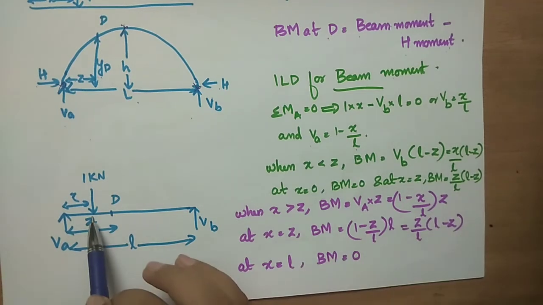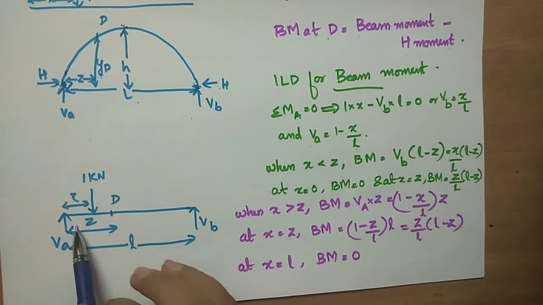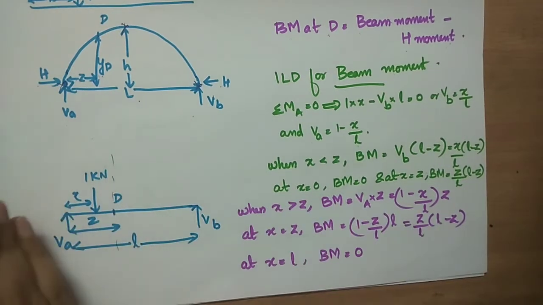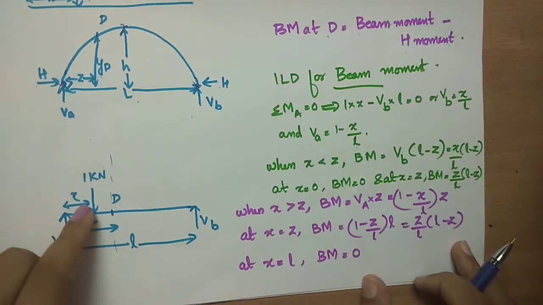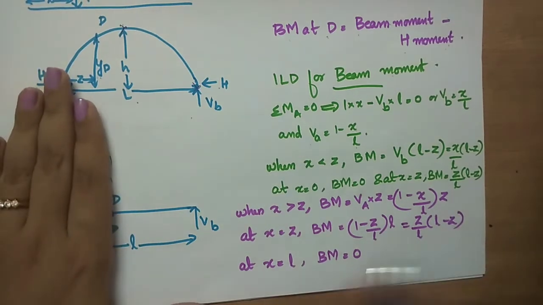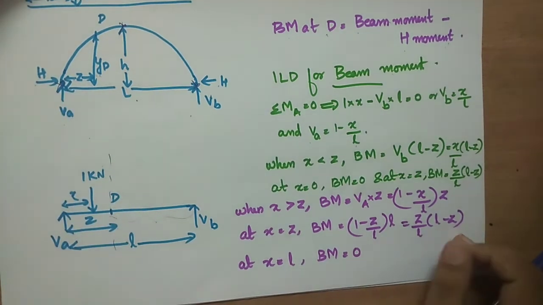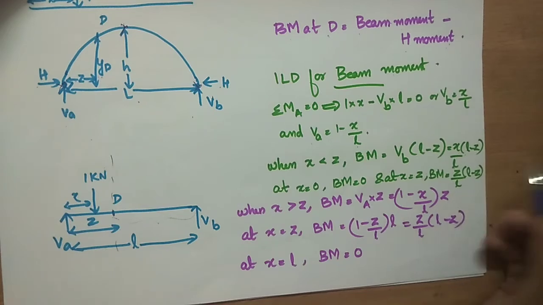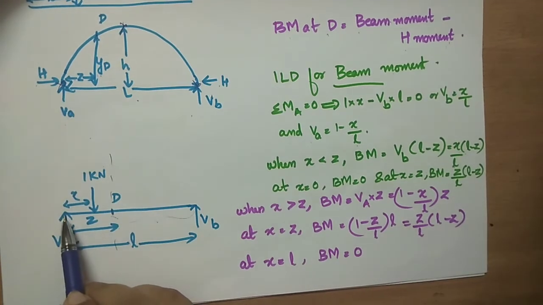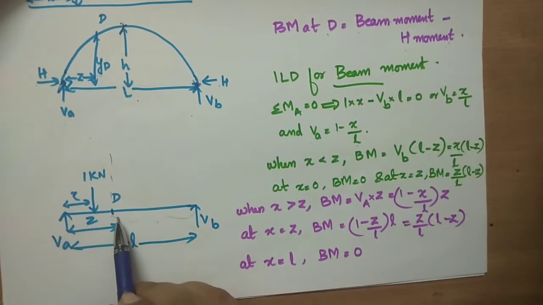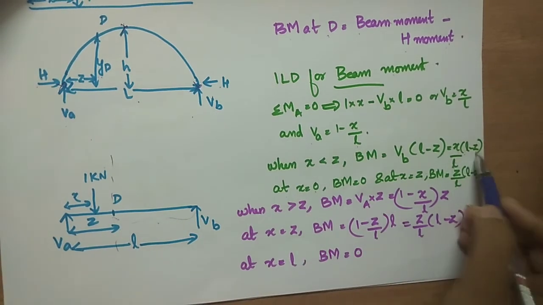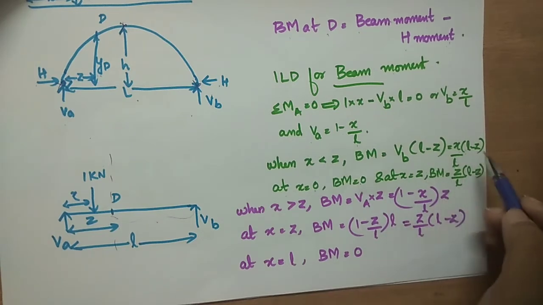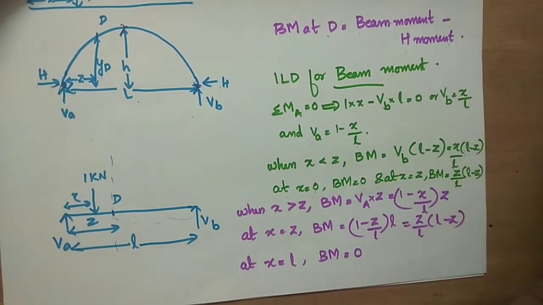Now, when this 1 kilonewton load is to the left of the section, that is X less than Z, the bending moment will be VB into this distance, which is L minus Z. On substituting, we get it as X by L into L minus Z. Now, at X is equal to 0 and at X is equal to Z, we have to find out the value for bending moment. At X is equal to 0, bending moment becomes 0 by L into L minus Z, which is 0. And at X is equal to Z, the equation becomes Z by L into L minus Z.